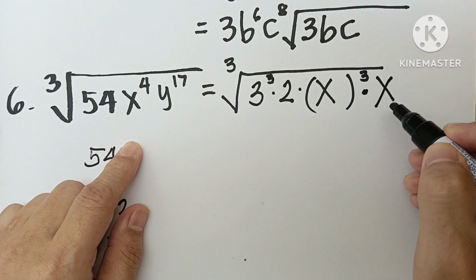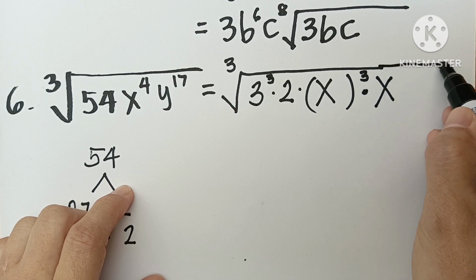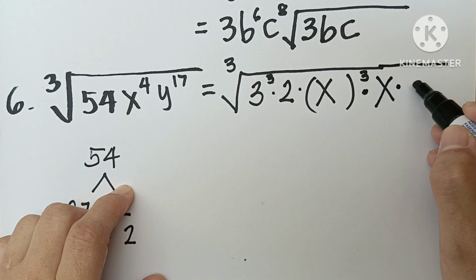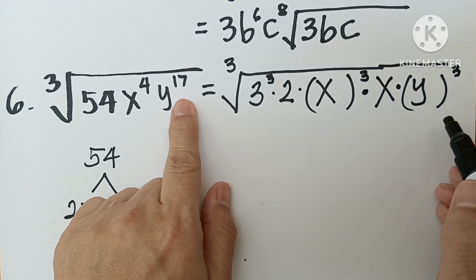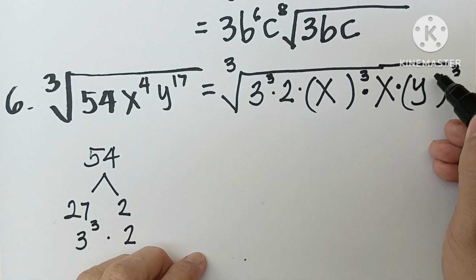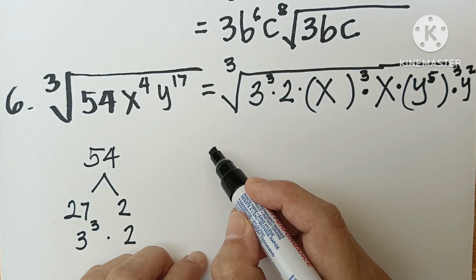Okay? Now, for y, again, i-cube natin yung y since our index is equal to 3. And then we divide 17 by 3 to get m, which is equal to 5, no? So that is equal to 15. So may utang tayong dalawa. So we need to multiply it by y squared to make it 17.